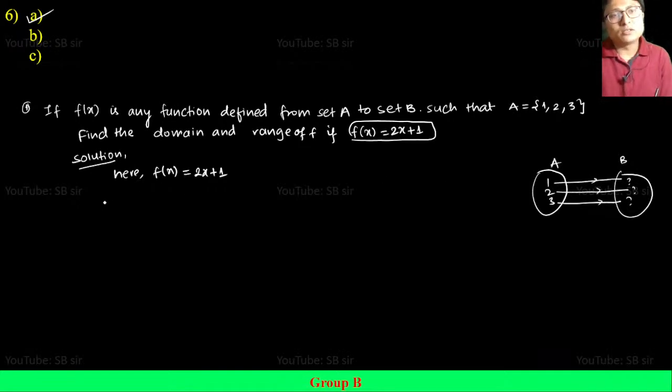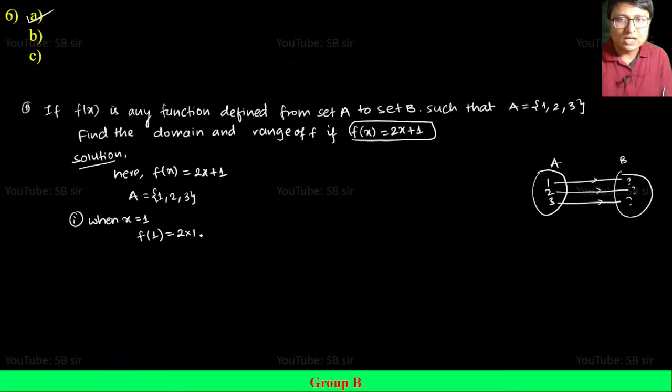So let's write here, A is equal to {1, 2, 3}, it is also given here. Let's go one by one. You can say this A is the domain. You can directly write the elements of the domain there. So when x is equal to 1, f(1) is equal to 2 times 1 plus 1. See here, we have f(x) is equal to 2x plus 1.